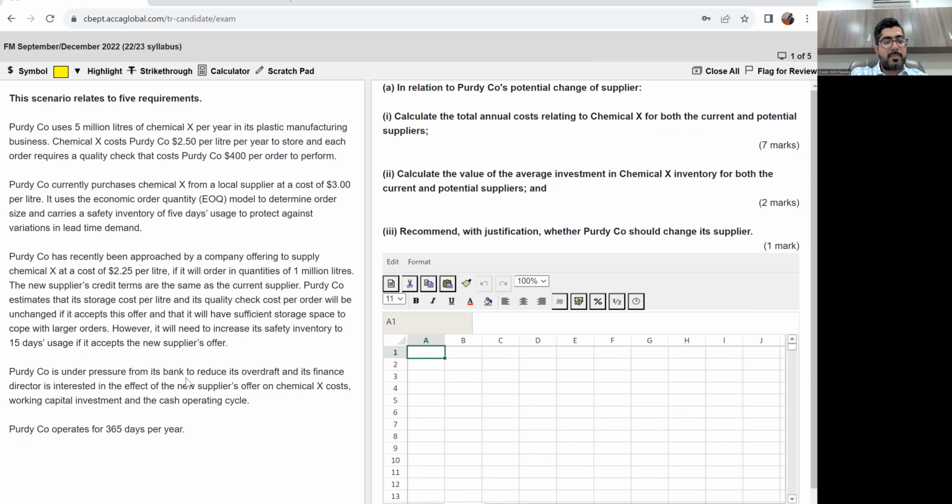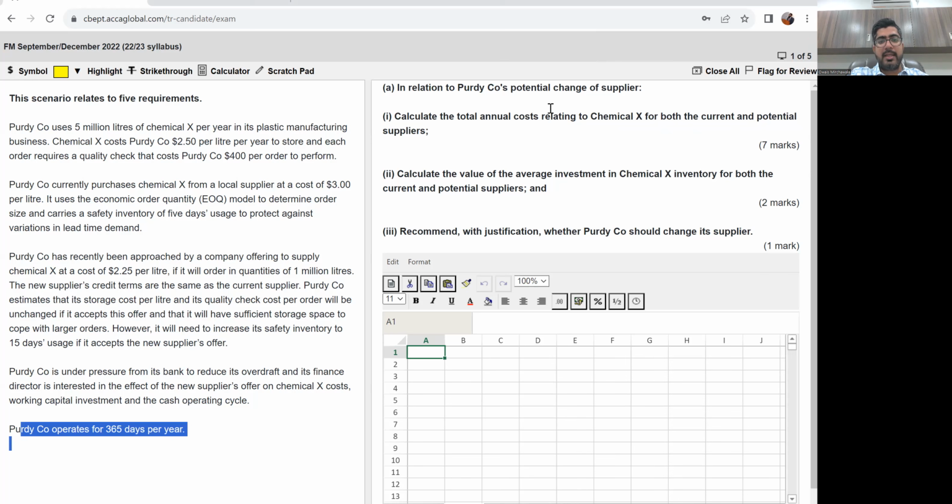PURDY is under pressure from its bank to reduce its overdraft, and its finance director is interested in the effect of the new supplier's offer on Chemical X costs, working capital investment, and cash operating cycle. So it's under pressure from the bank to reduce overdraft. The FD, finance director, is interested in the effect on Chemical X costs, working capital, and cash operating cycle. PURDY operates 365 days a year.